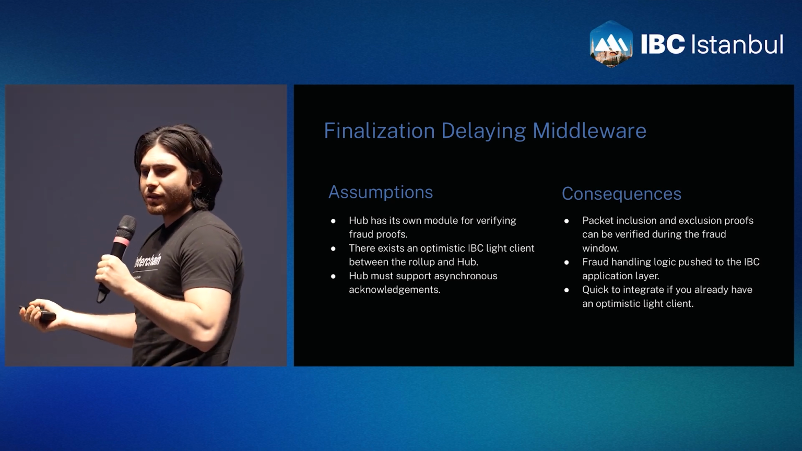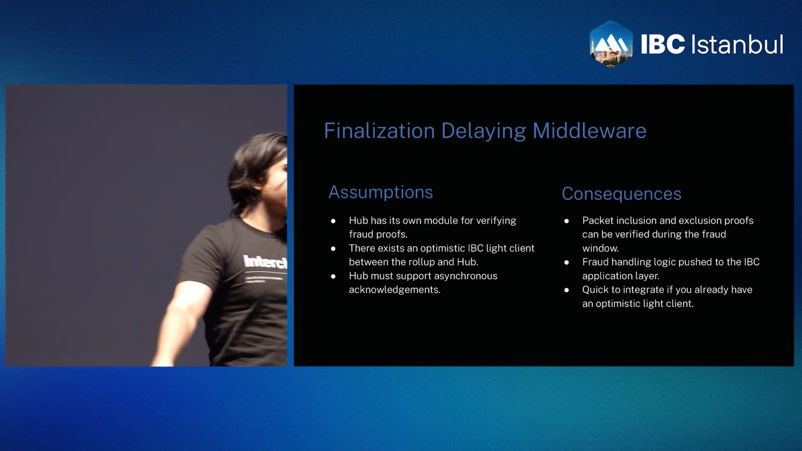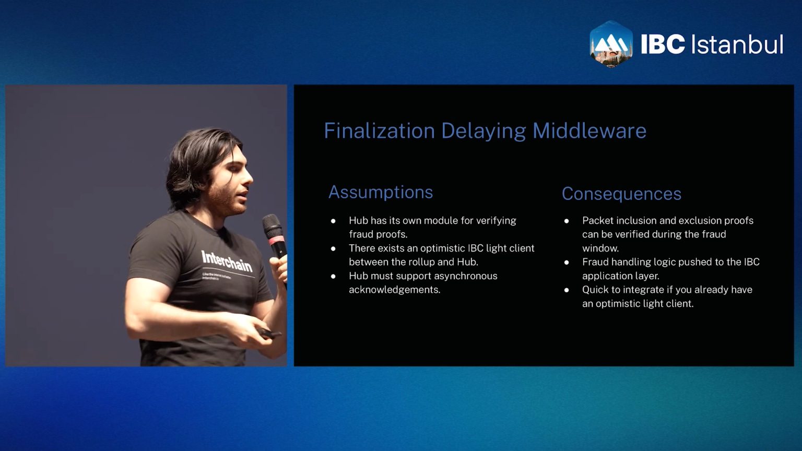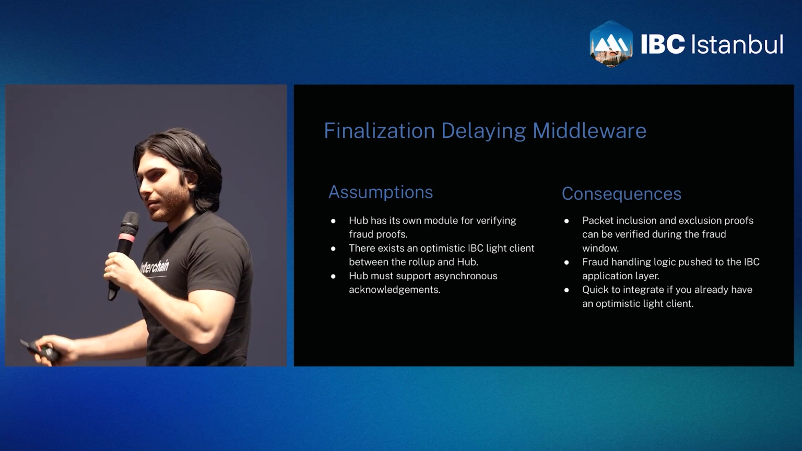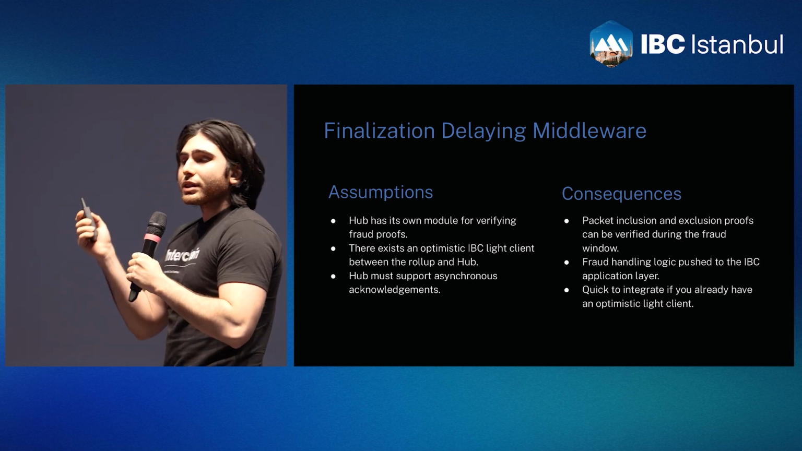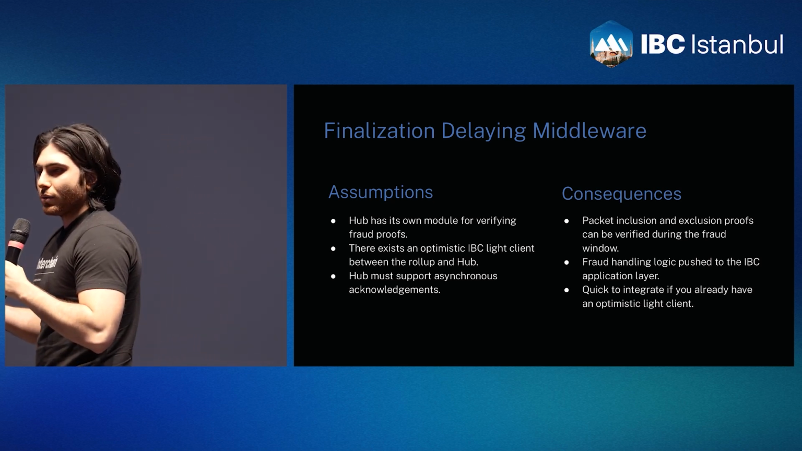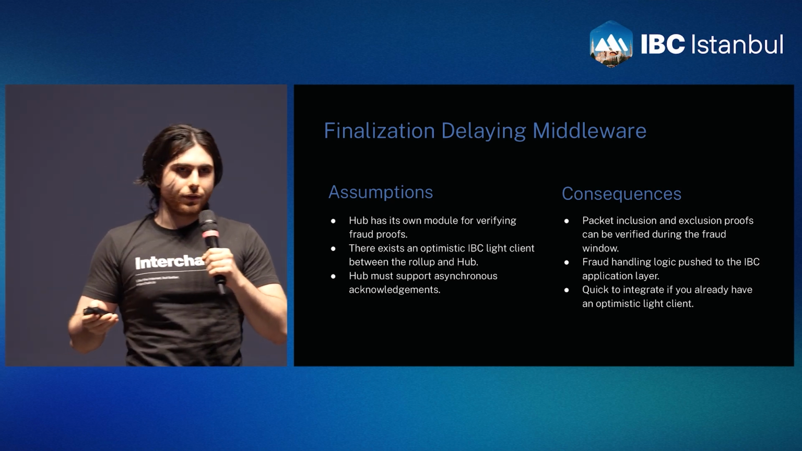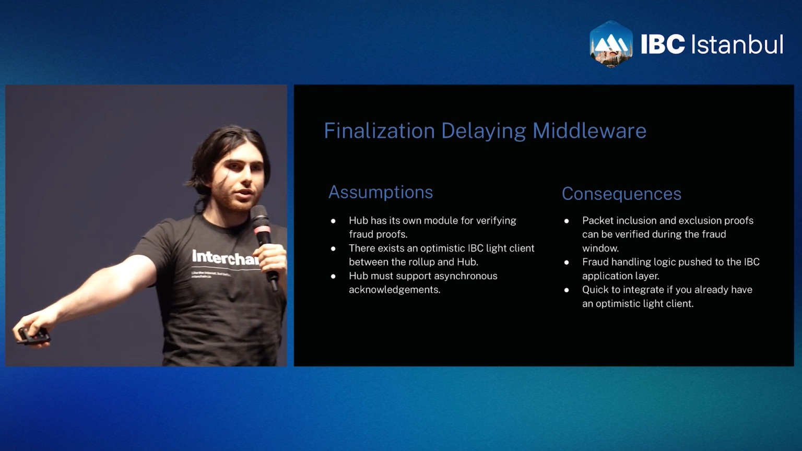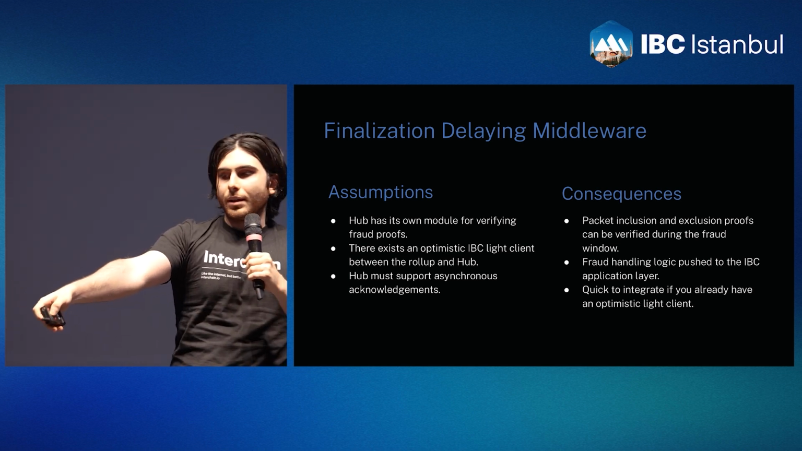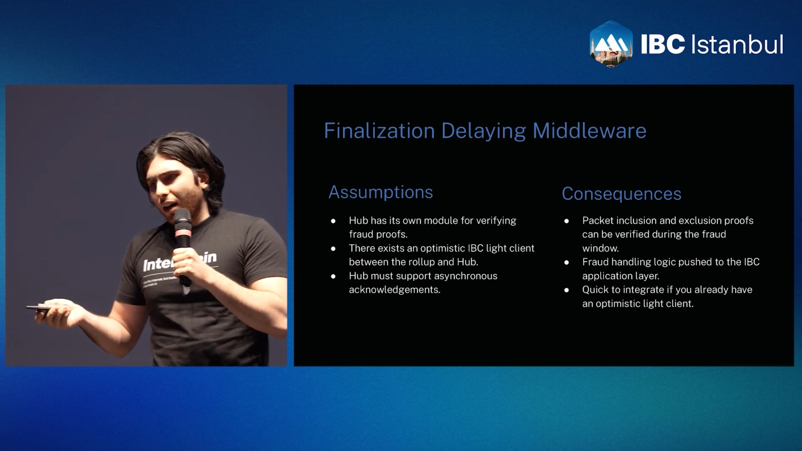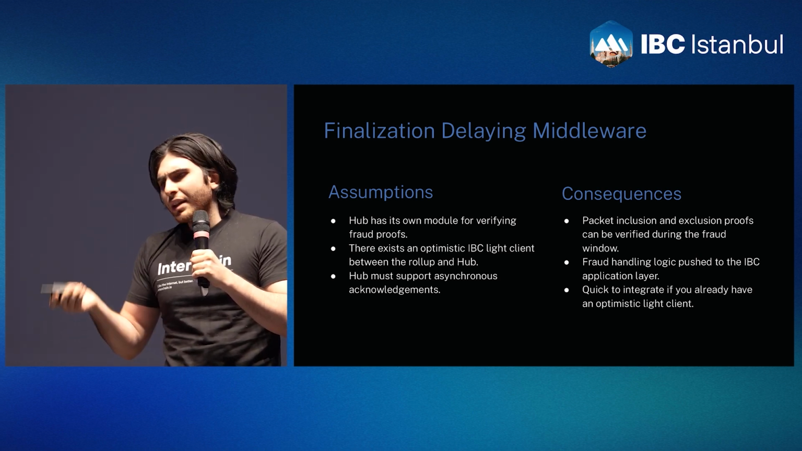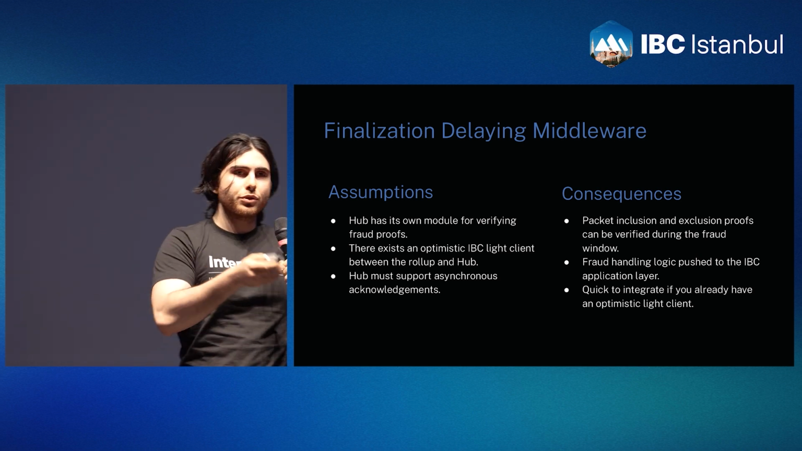And the hub must support asynchronous acknowledgements. I will get into that later, that's another rich IBC feature, but we don't need to know what that means right now. The reason why we want that is, number one, the packet inclusion and exclusion can be verified during the fraud window. This is a soft verification. We'll come to that, but at least during the fraud window, you can verify them. Number two, the fraud handling logic is pushed to the application layer.